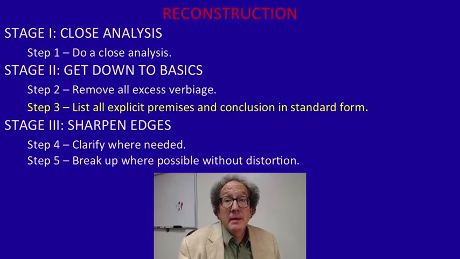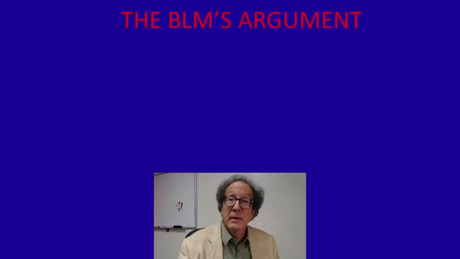The next step is to take all the parts that weren't crossed out, they're going to be the explicit premises and conclusion in the argument, and put them into standard form. And if you think about this paragraph, there are really two arguments, because at the start, what Redford tries to do is to state what the BLM's argument was to begin with, and then he gives his own argument against what the BLM says. So the BLM's argument can be put in standard form like this.